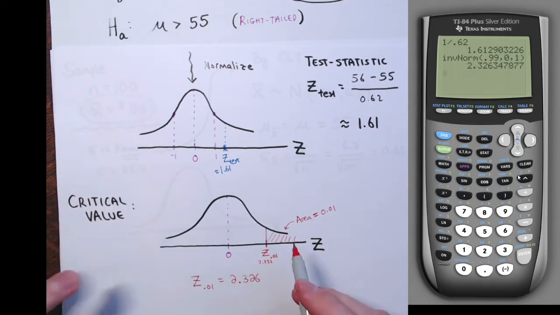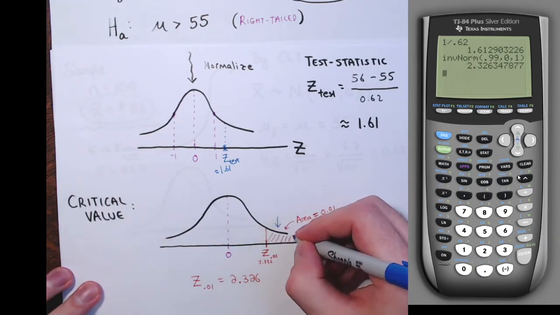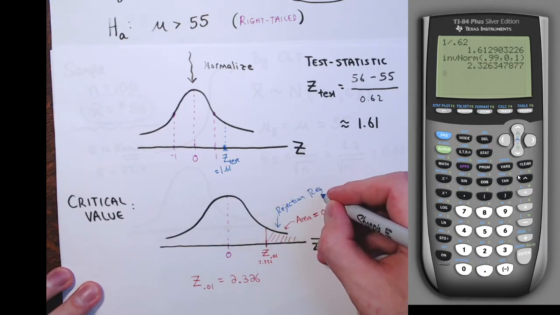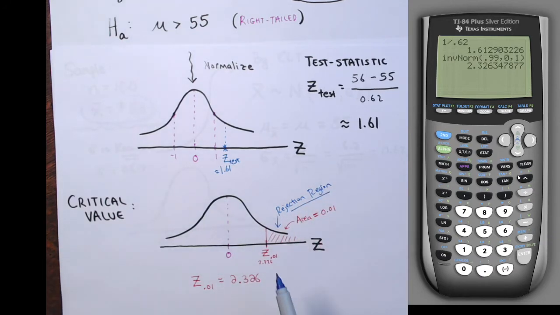So this is separating the rejection region from the area with the 1%. This would be called my rejection region. If our test statistic is more than 2.326 standard deviations away from the mean, then we'll reject the null hypothesis. We'll reject that assumption that the mean is 55 and say it probably isn't 55, because my sample ended up being so far away.